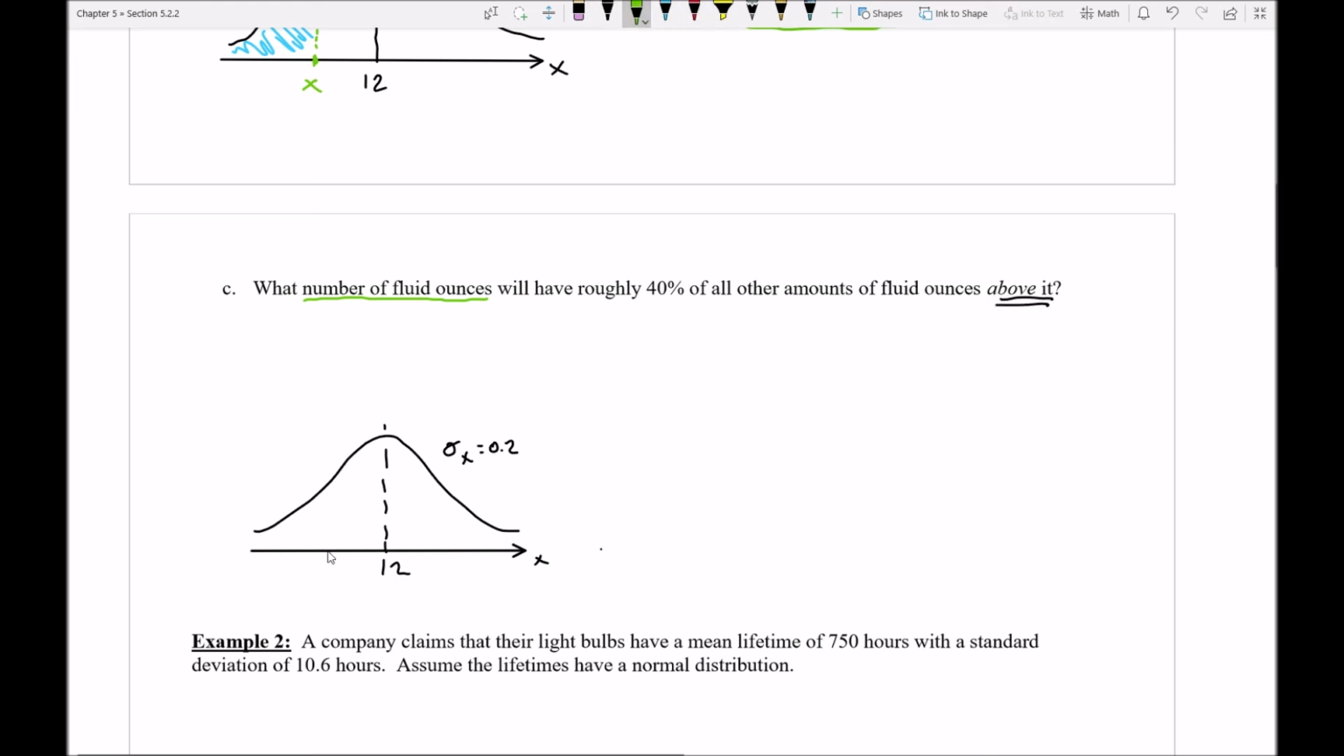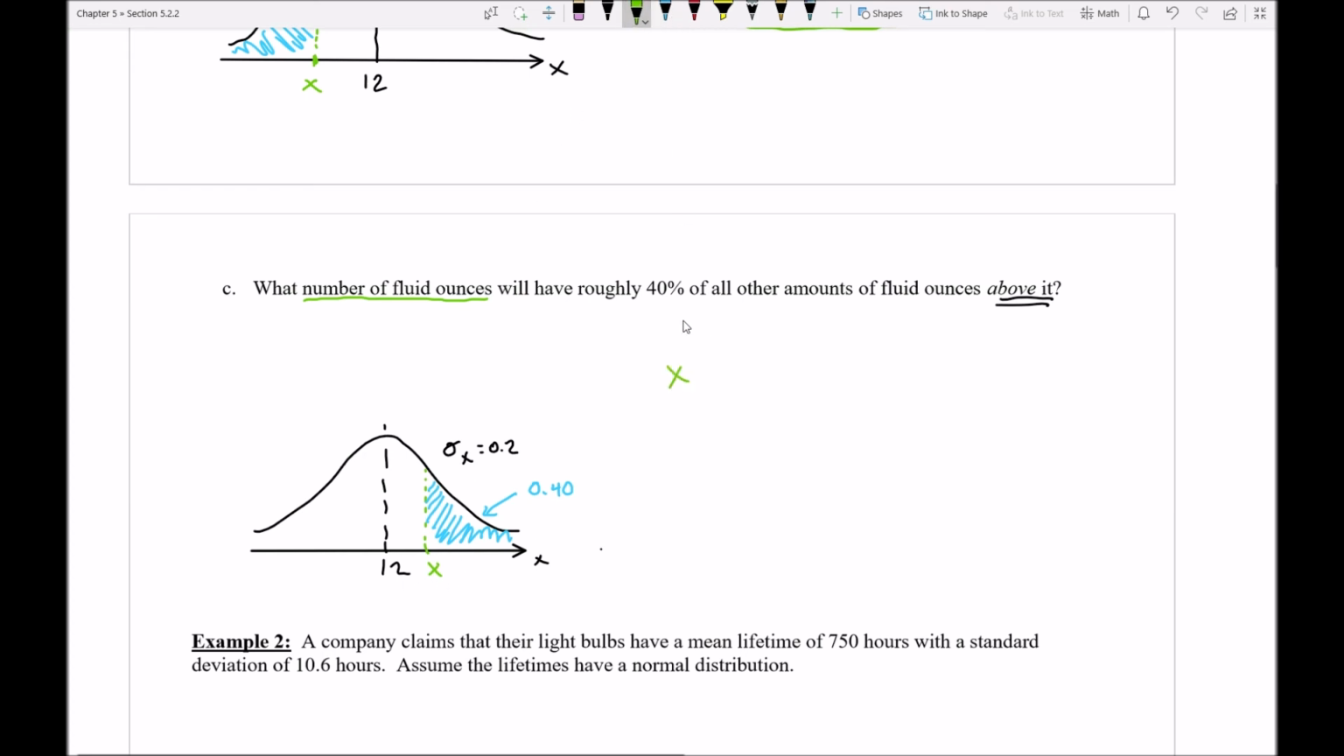So can I put my x on the left side of 12? Well, if my x was over here on the left side somewhere, then when I shade above it, I would definitely get way more than half of the shaded area, or half of the total area under the curve. And I don't want that. I only want 40%. So maybe my x value is going to be right here. So that way, when I shade above it, I'm going to end up with the amount of space that's here being 40%, or 0.40. Okay, so how can I find that x?